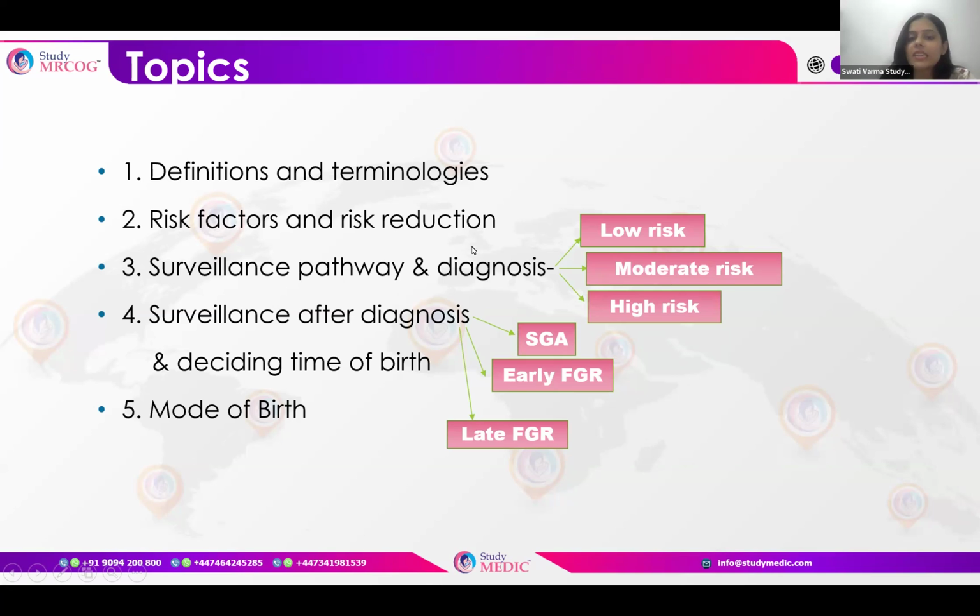Again, just like here, till the time diagnosis hasn't been made, the pregnant women are classified into low risk, moderate risk, and high risk. And once the diagnosis of small for gestational age or FGR is made, they are classified either into SGA, that is small for gestational age, or into FGR. And surveillance of early FGR and late FGR is a bit different. So we will talk accordingly. And then the mode of birth.